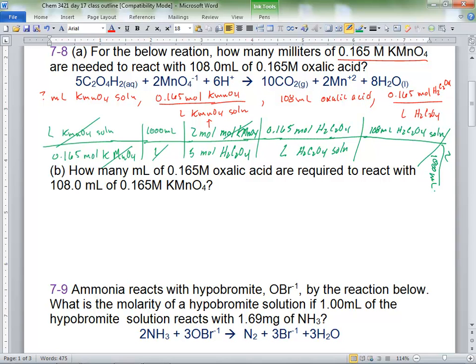What'd you get as an answer? Would have been a lot easier just to write 0.108, wouldn't it? Let's just do what Daisy did. Heck of a lot easier. It's easier to see. Go on to the next one, 7-9, once you get it.